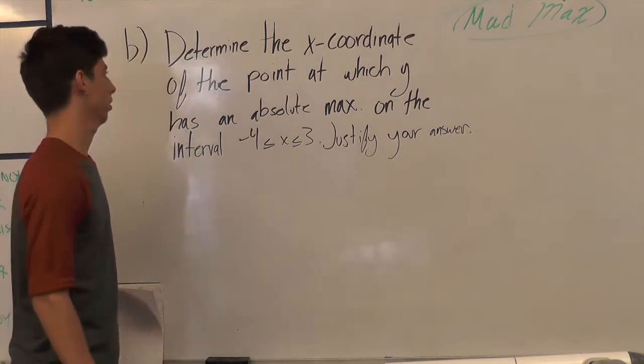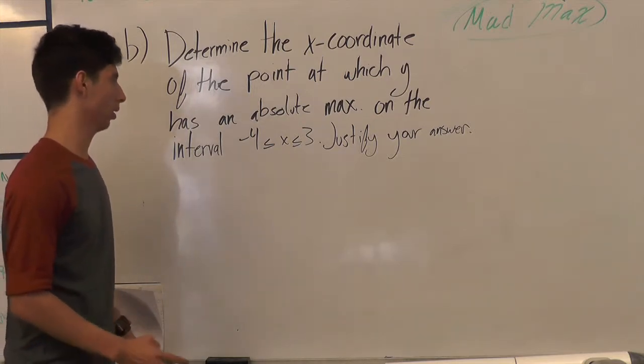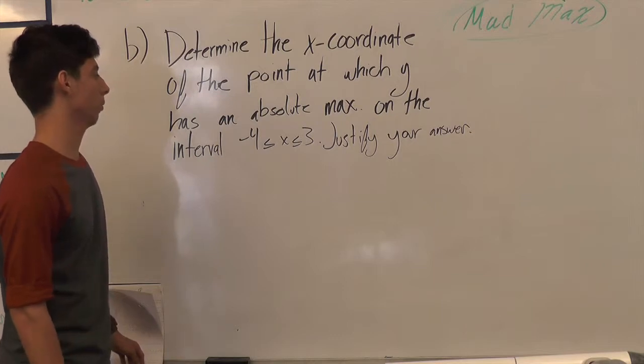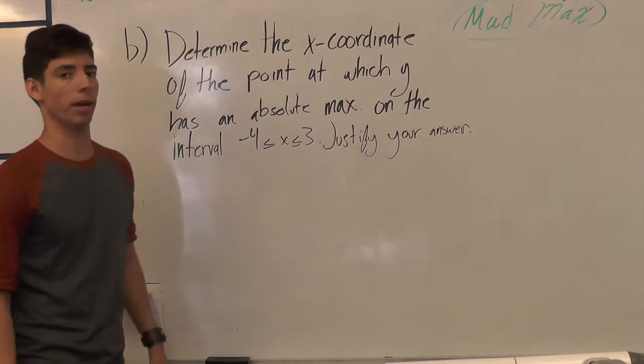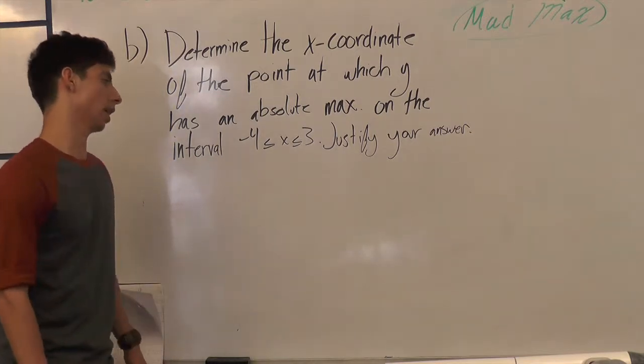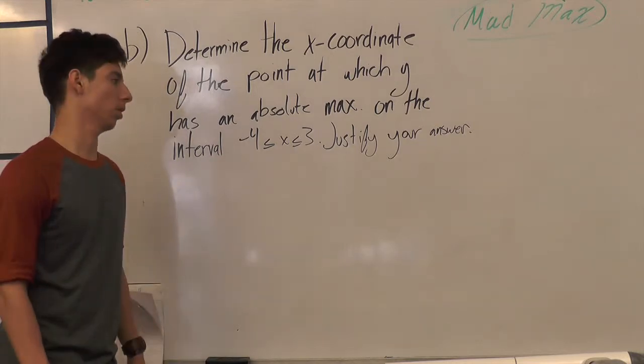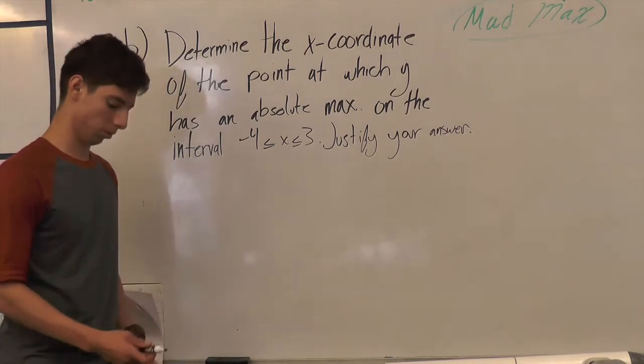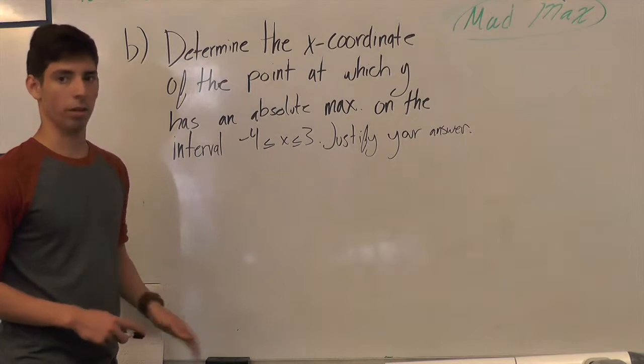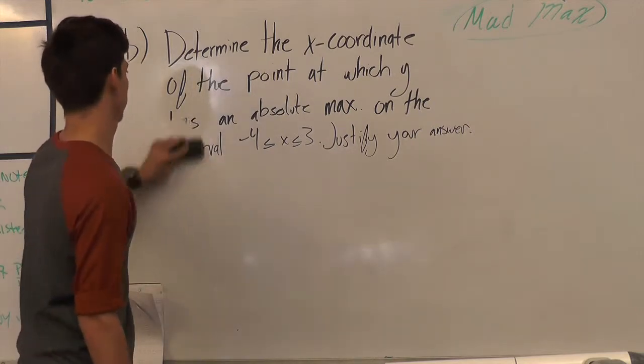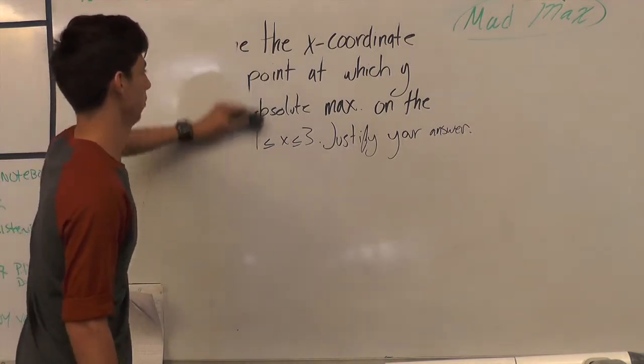Part B. Determine the x-coordinate of the point at which g has an absolute maximum on the interval -4 to 3. Justify your answer. I wrote this way too big, so I'm going to erase it so I have space for the problem.